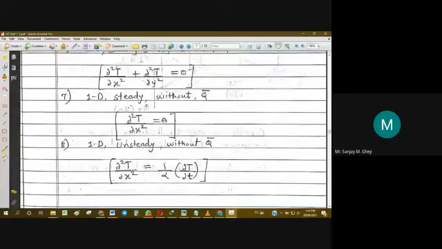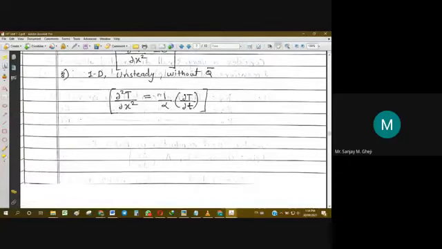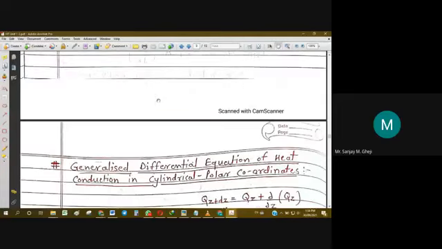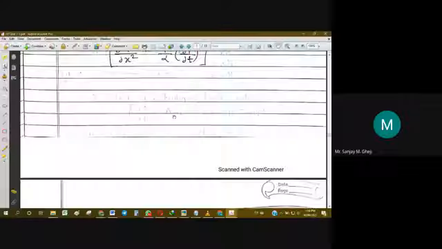When we handle those particular cases, we will be going with the respective form of the general equation. Now, the same generalized differential equation of heat conduction can also be derived in cylindrical and polar coordinates. Right now, what we saw is for the Cartesian coordinate system, that is applicable for a flat plate or plain wall type of geometries.